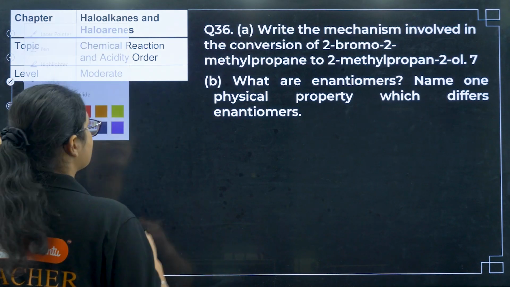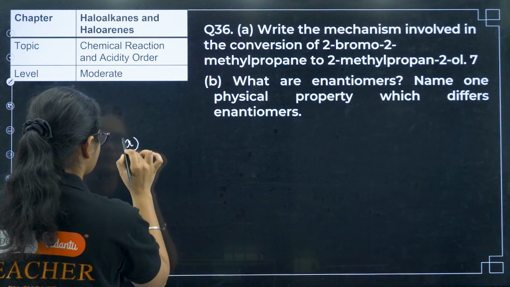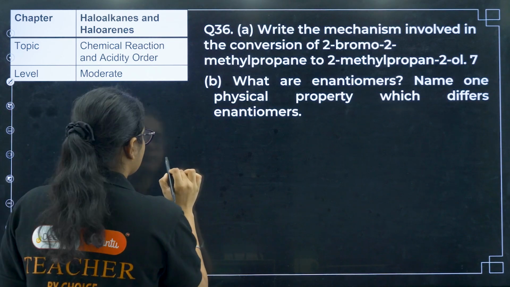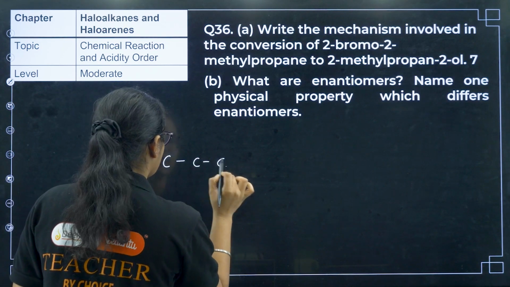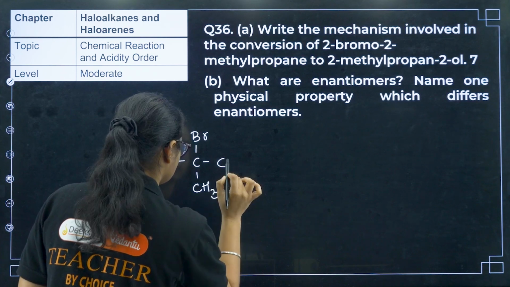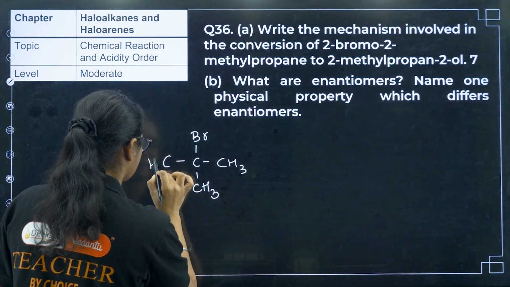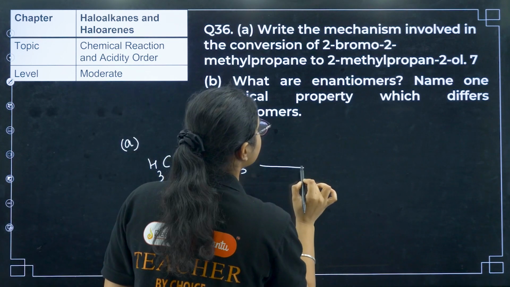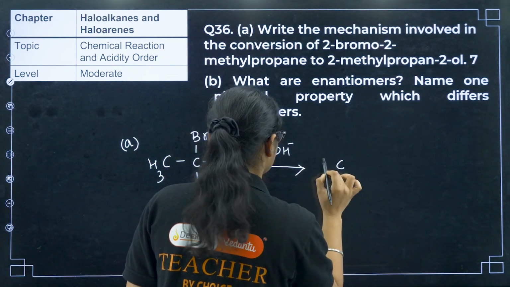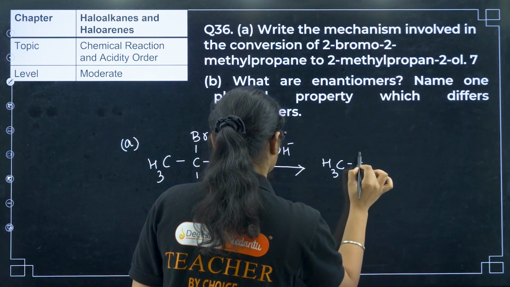So let us first write down here 36A. The first thing that you have to write is 2-bromo-2-methylpropane. So I have it like this. Okay, and if that one is treated with OH minus, you will get CH3.